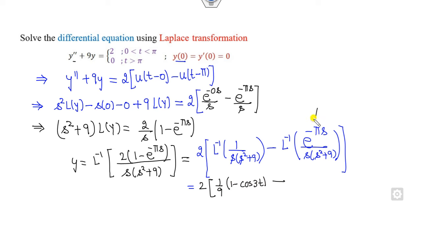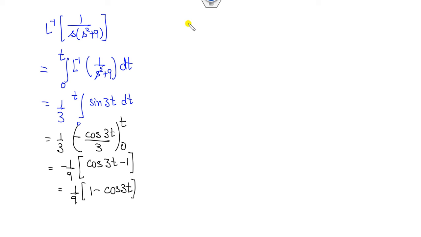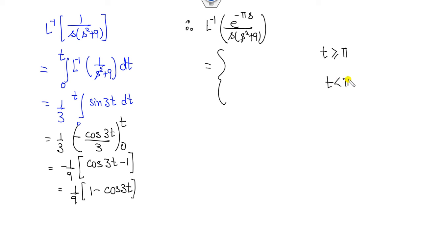How can you find this? Again, it is an exponential part. So I can find the Laplace inverse of the remaining thing and replace small t with t minus a. What is a in this case? Pi. The remaining thing is 1 over s square plus 9, which I already computed. So what is the Laplace inverse of e raised to power minus pi s over s into s square plus 9? There will be two cases: when t is less than pi, it is 0, and when t is greater than pi, I can replace t with t minus pi.